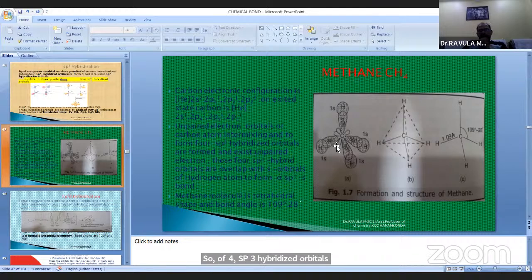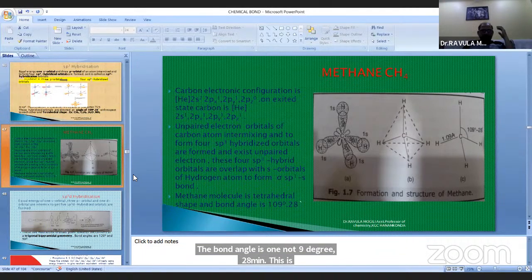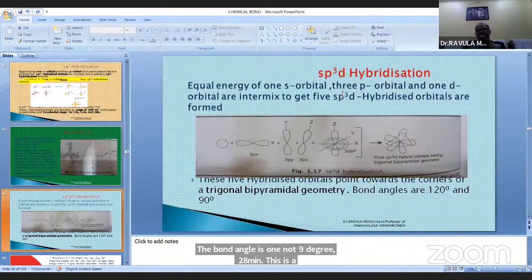These 4 sp3 hybridized orbitals each have an unpaired electron. These unpaired electrons of the sp3 hybridized orbitals overlap with hydrogen s orbitals to form sigma sp3-s bonds. Sigma sp3-s, like this. In total, 4 hydrogens are bonded with the sp3 hybridized orbitals to form sigma sp3-s overlap. So these hydrogens are arranged around the carbon in a tetrahedral shape. The bond angle is 109 degrees 28 minutes. This is the structure of methane.